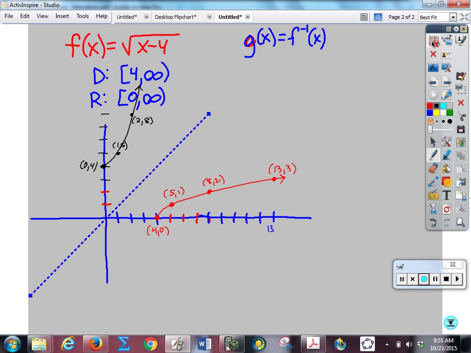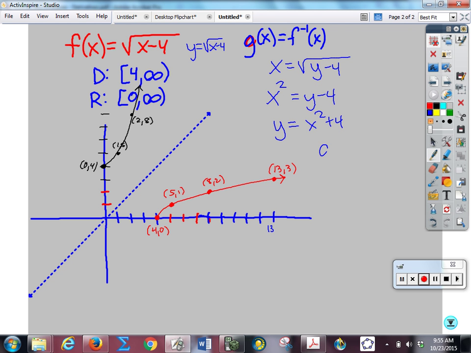Okay, let's find the inverse. So what would the inverse be? How do you find the inverse? If this is your function, how do you go about finding the inverse? So the first process is switch the y and the x, right? And now how do I get it to say y equals? Okay, so y equals x squared plus 4. So g of x would equal x squared plus 4.